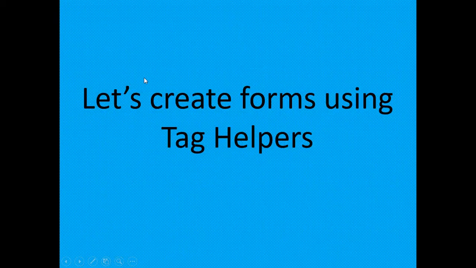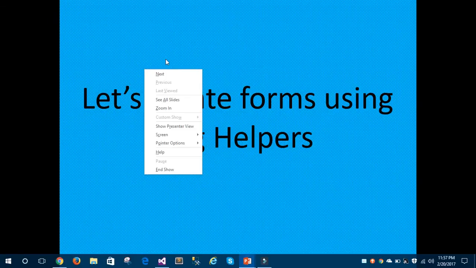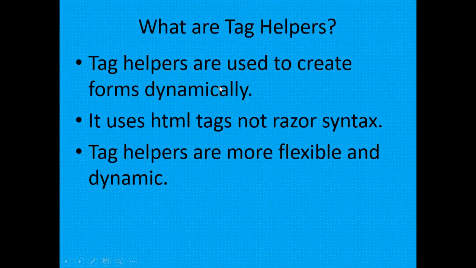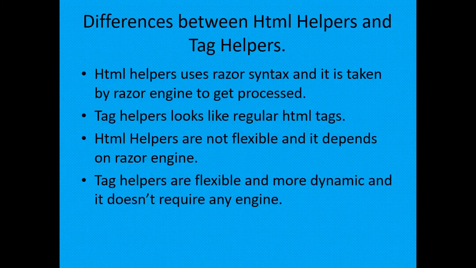Basically, tag helpers are like regular HTML helpers. They are used to create forms dynamically, and it uses HTML tags, not razor syntax. As I have said, HTML helpers use razor syntax but not the tag helpers. Tag helpers are more flexible and they are dynamic. What are the differences between the tag helpers and the HTML helpers? We are going to see a few of the differences between them.